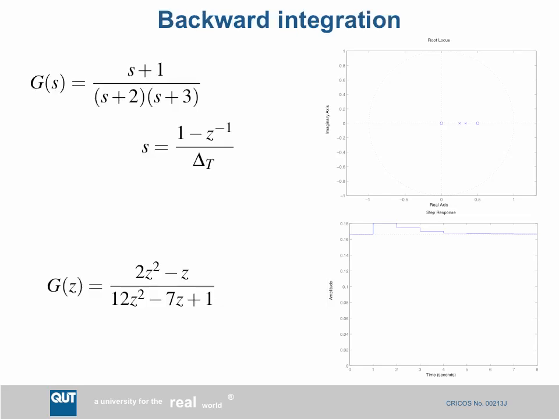And here we have a summary. Here is our original transfer function. Here's the substitution for backwards integration. There is the z-plane expression. There is the pole zero map, and there is a step function.